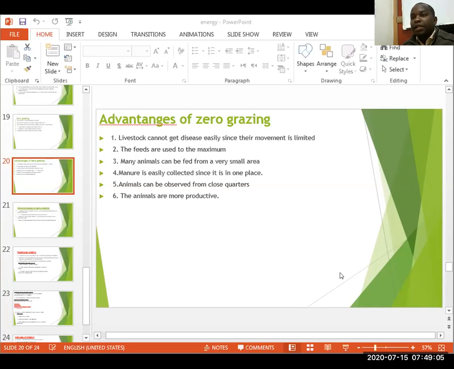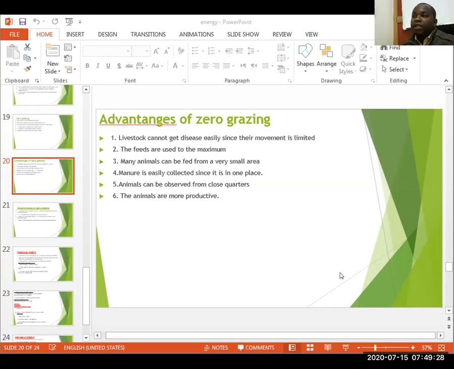Many animals can be fed from a very small area. Then manure is easily collected since it is in one place. Then finally, last but not the least, animals can be observed from close quarters. Then the animals are more productive.